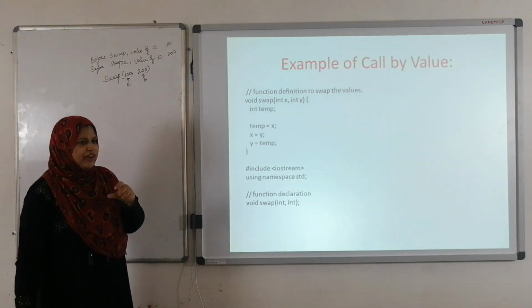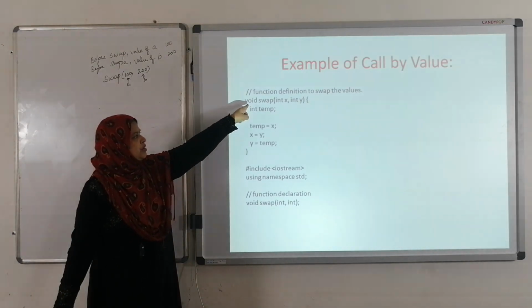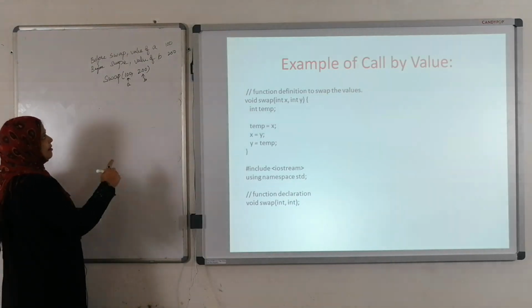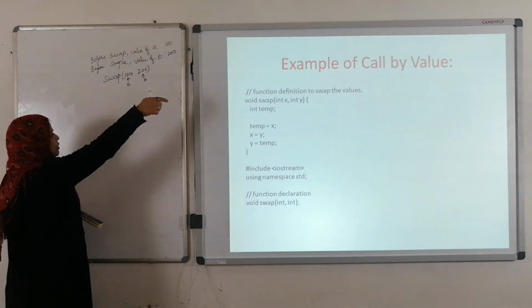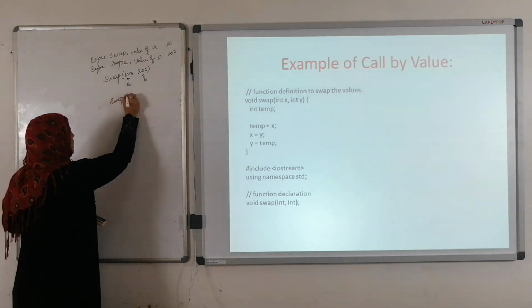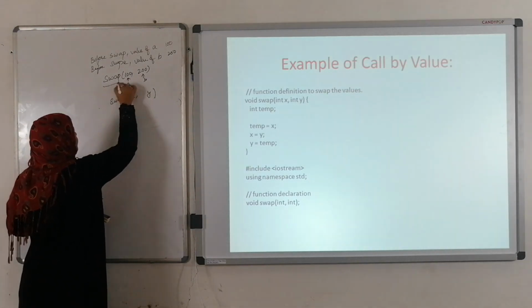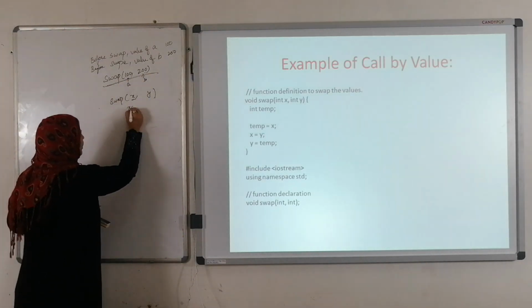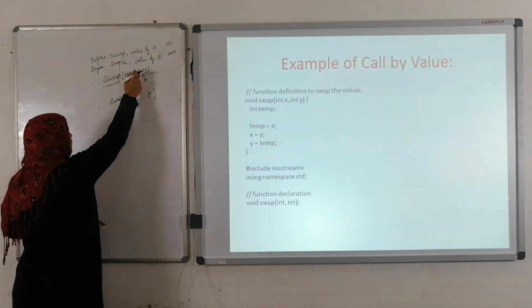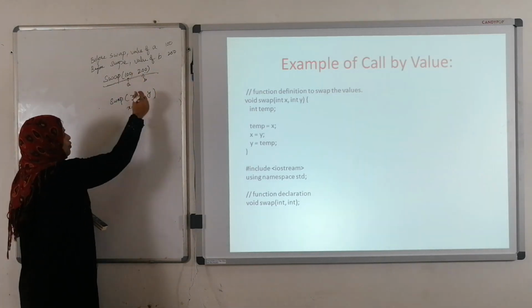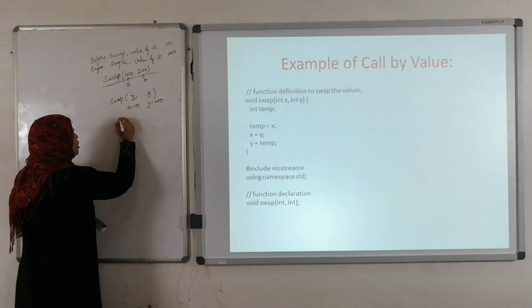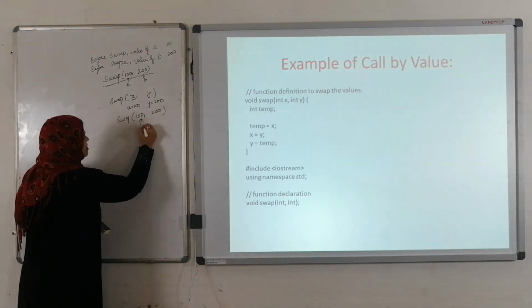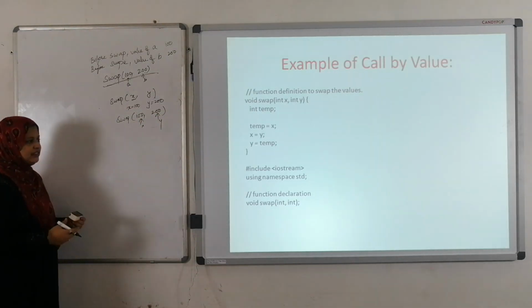Whenever I call swap(a, b), control is transferred to void swap(int x, int y). We are transferring the value 100 to x. Swap(100, 200). Now what is the value of x here? 100. We are passing the value 200 to y. So what is the value of y here? 200. So this is x, this is y.